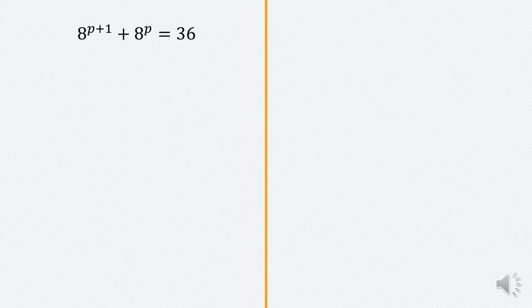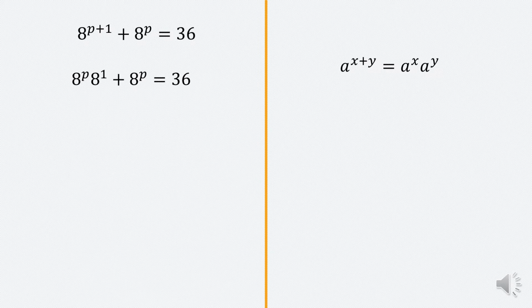So let's get started. The first thing we'll do is to apply this rule, which says a exponent x plus y is equal to a exponent x times a exponent y. So 8 exponent p plus 1 becomes 8 exponent p times 8 exponent 1, all plus 8 exponent p equals 36.